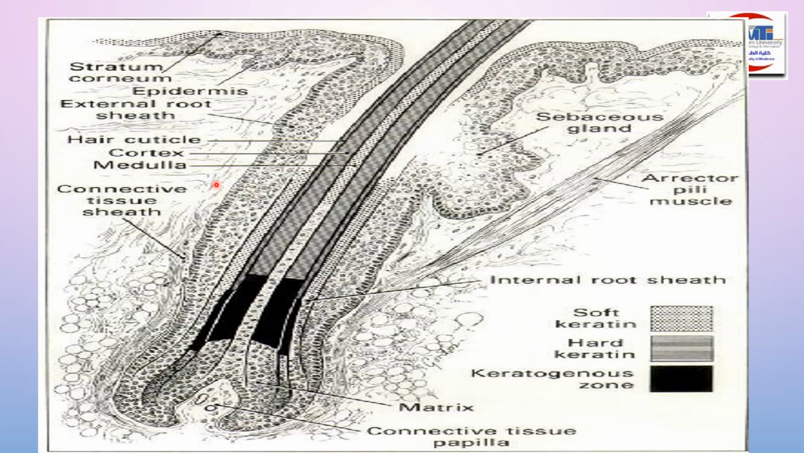Then the outermost covering, which is the dermal sheath or connective tissue sheath, is derived from the dermis covering the hair follicle, and it is separated from the external root sheath by the glassy membrane, which is a non-cellular hyaline layer. And it is considered the second basal lamina or basement membrane of the dermis.